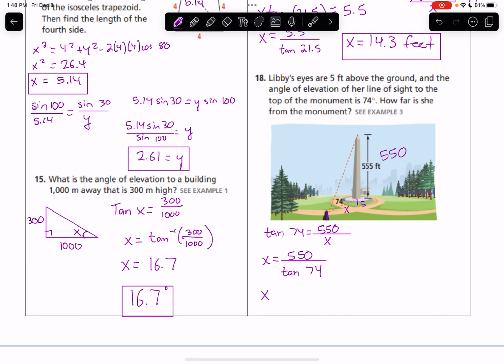So if we do 550 over the tangent of 74, we get 157.71 feet. So how far is she from the monument? That is how far she is.